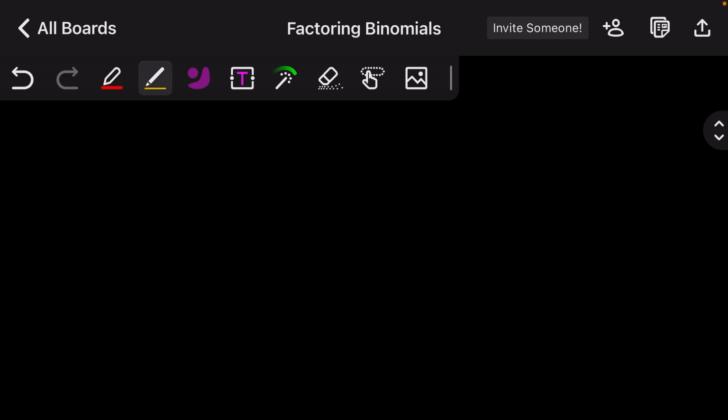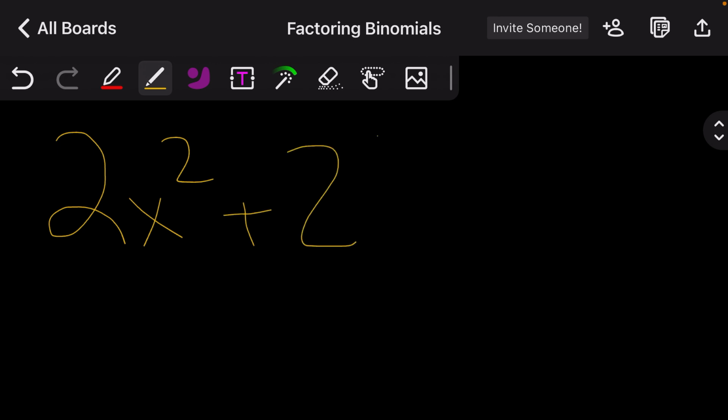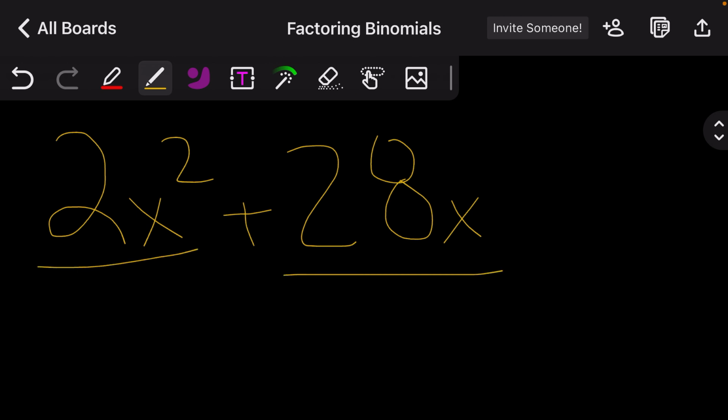Let's say I have an expression 2x squared plus 28x. So we have to factor this binomial. The principle for factoring binomials, and as we'll talk about in later videos, polynomials such as trinomials and more, the principle is the same. What we are trying to do is find factors that are common to both terms.